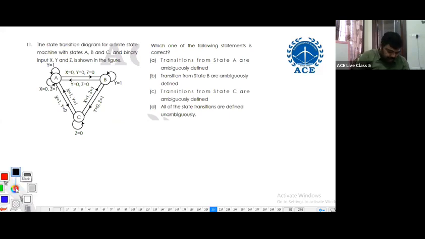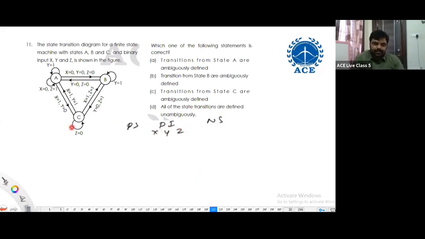Let me take a present state, present inputs X, Y, Z, and next state. Let me write for C. From C, if Z equal to 0, next state is C. Z equal to 0 means XY can be 0, 0, 0, 1, 1, 0, 1, 1. For all these, next state is C. Anyone having any doubt? From C, if Z equal to 0, XY can be any value.